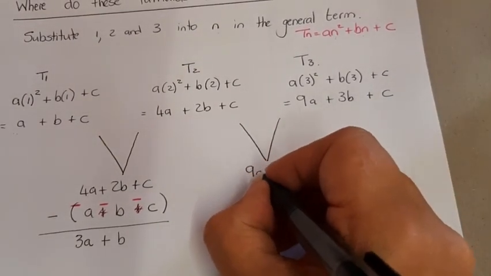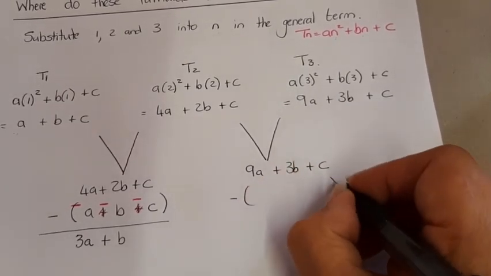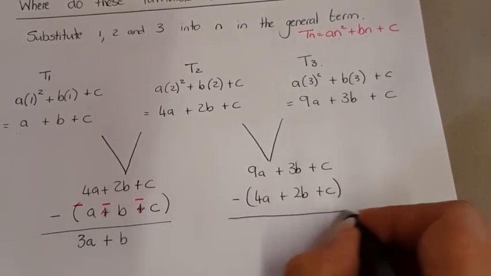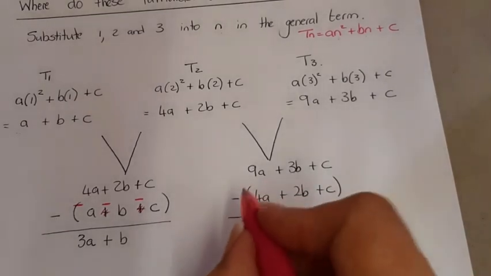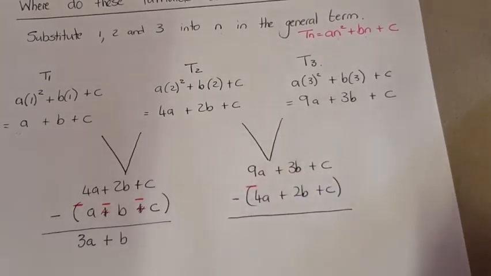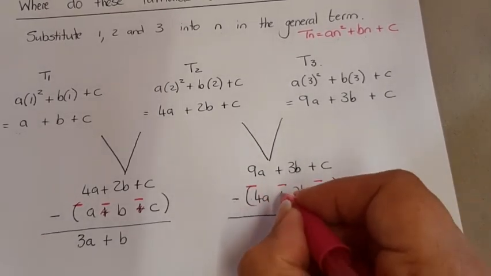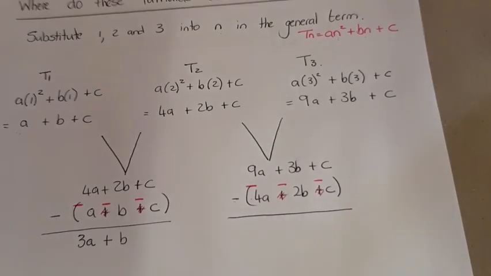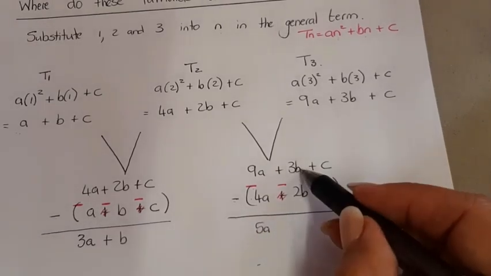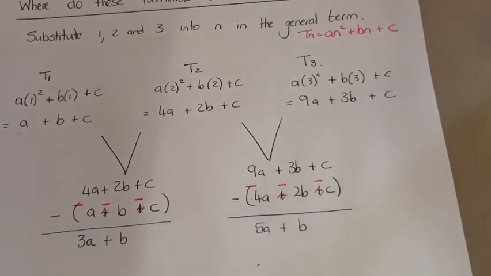So it's 9a plus 3b plus c minus term 2, which is 4a plus 2b plus c. Again, we have to multiply the sign into every term. A minus times a plus is a minus, a minus times a plus is a minus, and a minus times a plus is a minus, and we're not going to use those. So 9a minus 4a is 5a. 3b minus 2b gives me 1b. c minus c is 0.